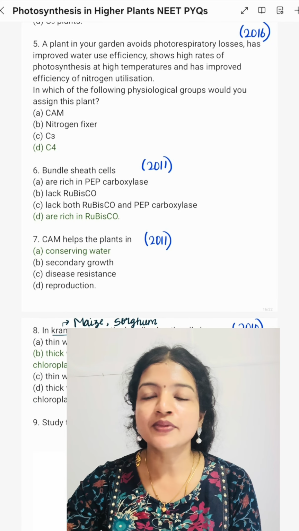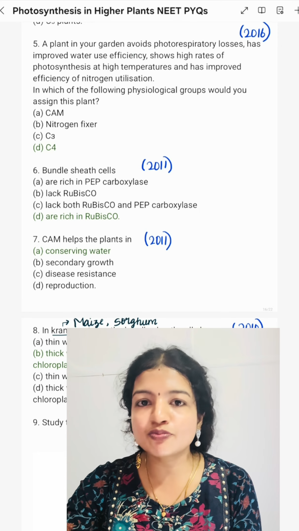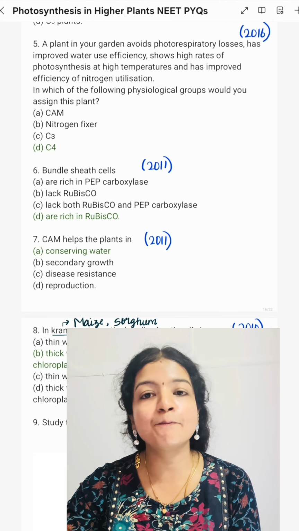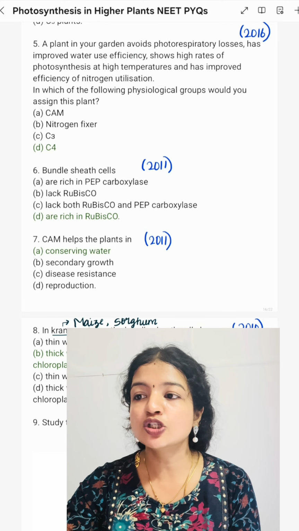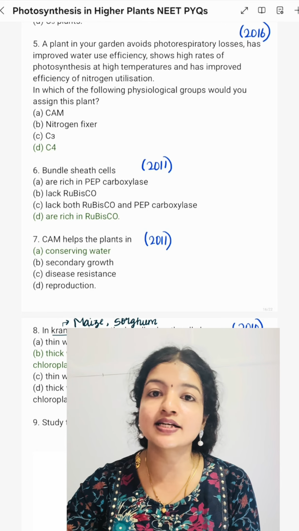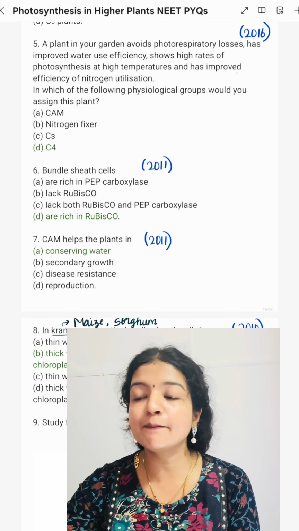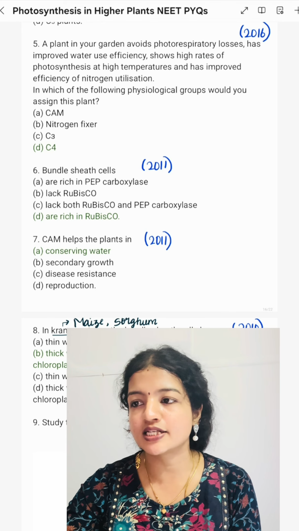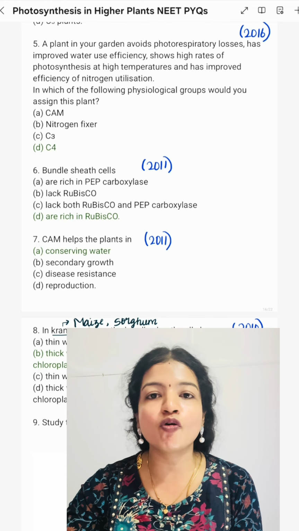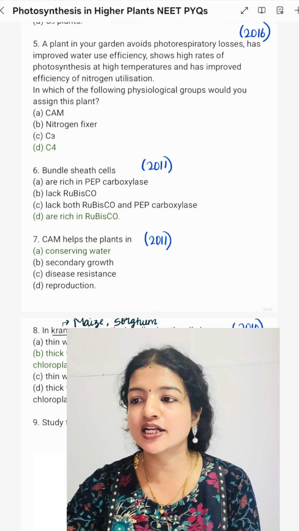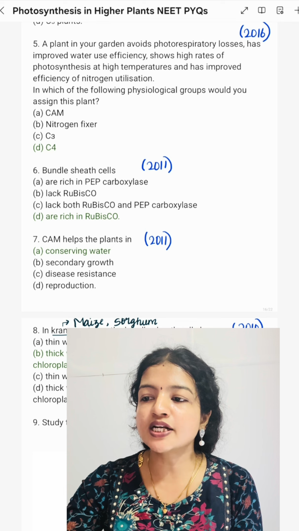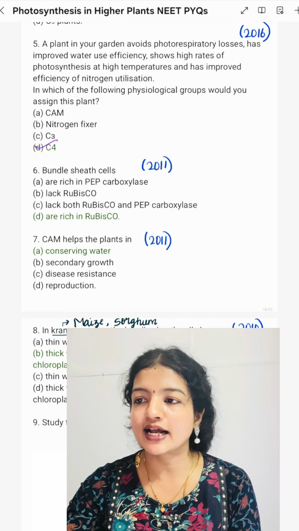Then fifth question, a plant in your garden avoids photorespiratory losses, has improved water use efficiency, shows high rates of photosynthesis at high temperatures, and has improved efficiency of nitrogen utilization. So these are all physiological characteristics of C4 plants. Okay. So option D, C4 is the correct answer.